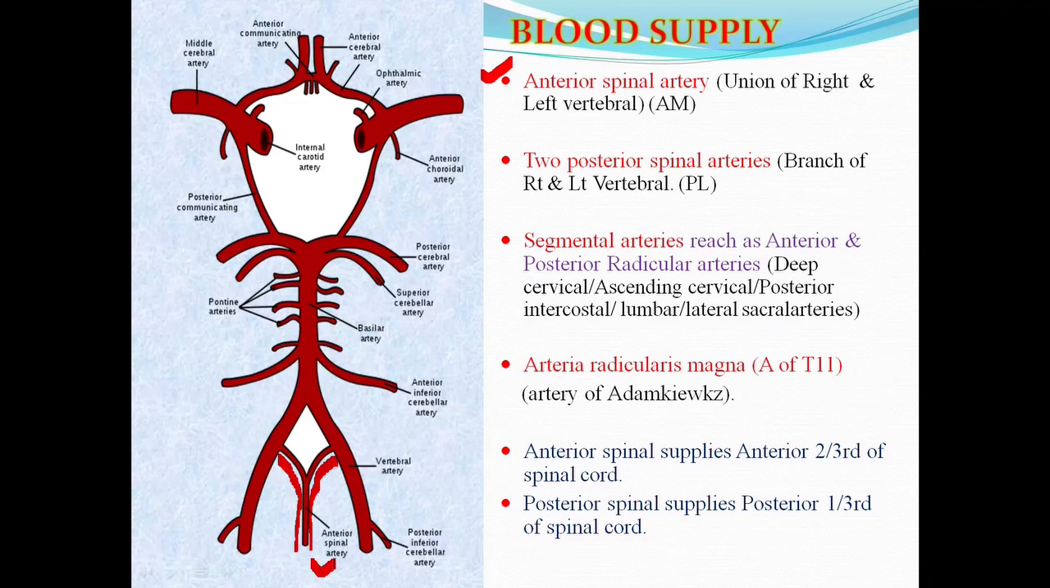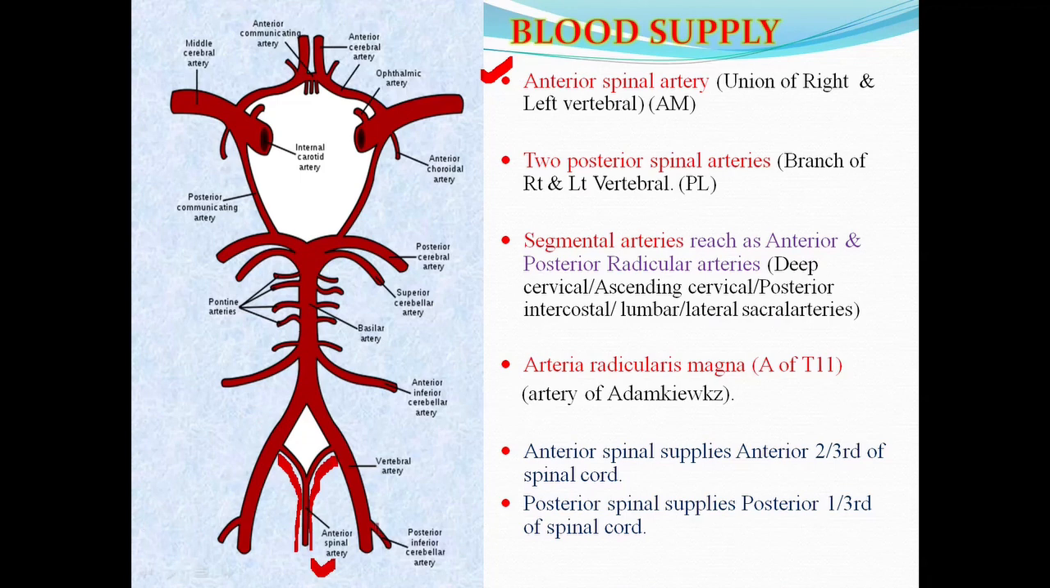So I can say that one anterior spinal artery is seen in the anterior median fissure, and in the cross section, we can say that the anterior two-thirds of the spinal cord will be supplied by the anterior spinal artery.